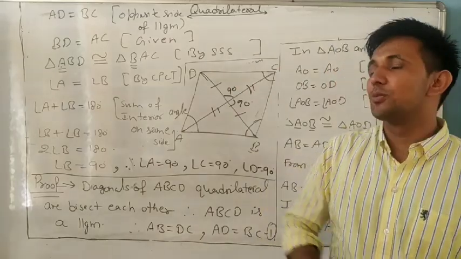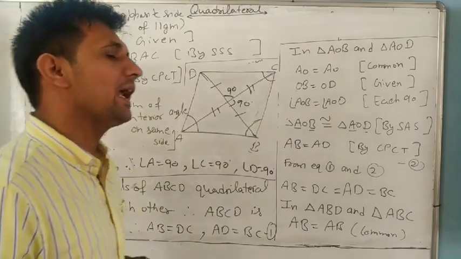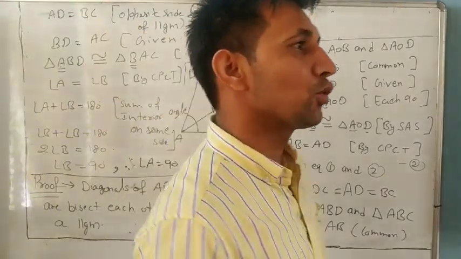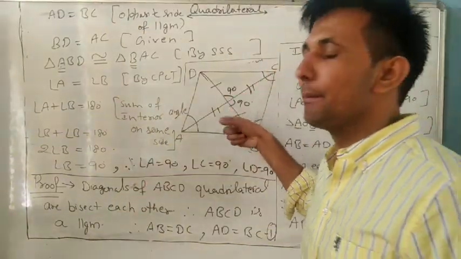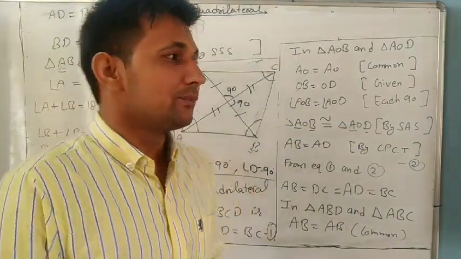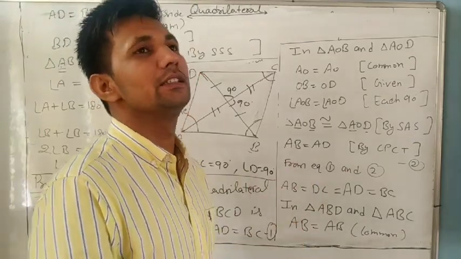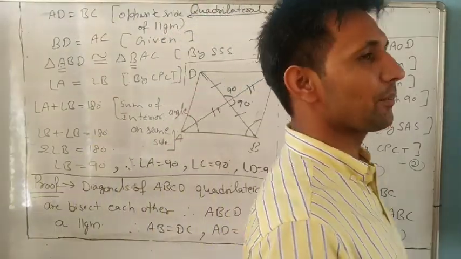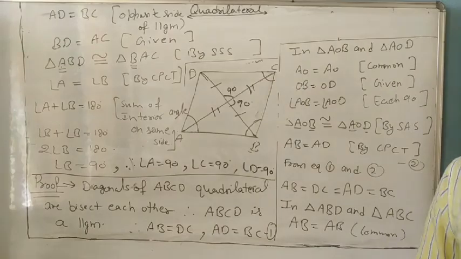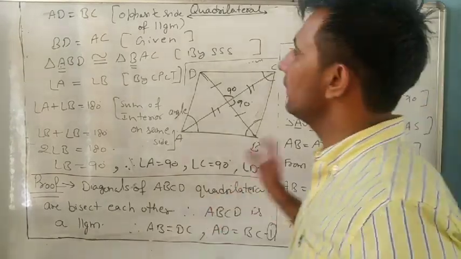Understand it? Suppose we want to prove a rectangle. Every rectangle is a parallelogram, so first we prove that it is a parallelogram. And in a rectangle each angle is 90 degrees, so we prove that each angle is 90. So if you remember the properties of quadrilateral, parallelogram, square, rhombus, you can solve this easily.